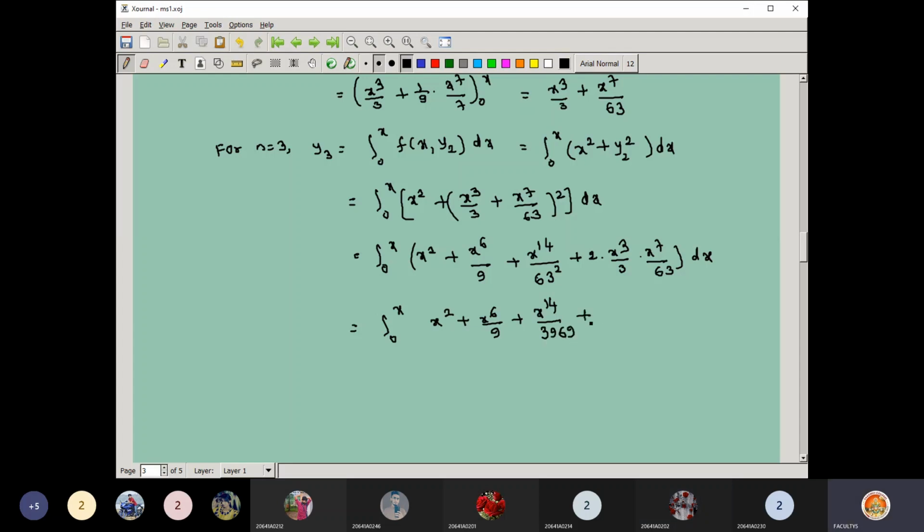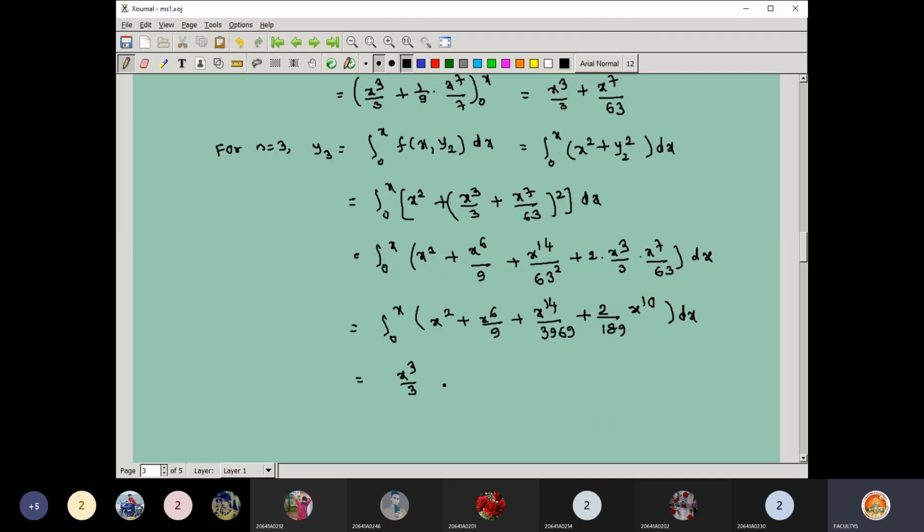3969 plus. So this becomes 3 into 63. I am using 3 into 63, so that value is 189. So 2 divided by 189, I am getting x to the power of 3, x power 7 is x to the power of 10, dx. Now you do the integration.